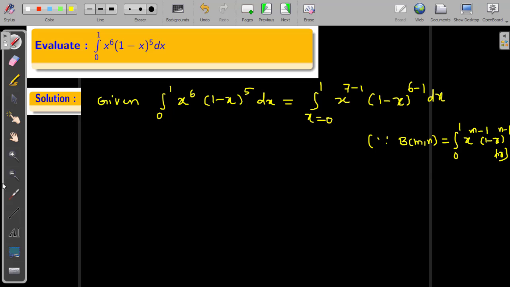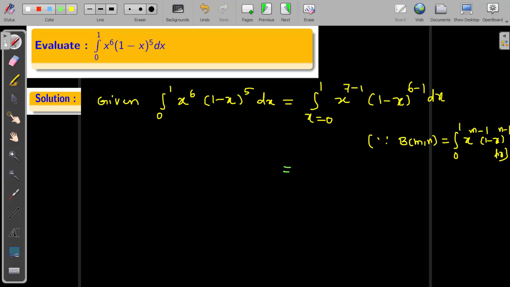So here, x power something, an integer, could be written like m minus 1, which means 7 minus 1 is 6. Here we already have 1 minus x, so exactly it fits the definition. So (1 minus x) power, this is only an integer, could be written like n minus 1, 6 minus 1, okay, 6 minus 1 is 5, dx. Now we need to apply the definition.